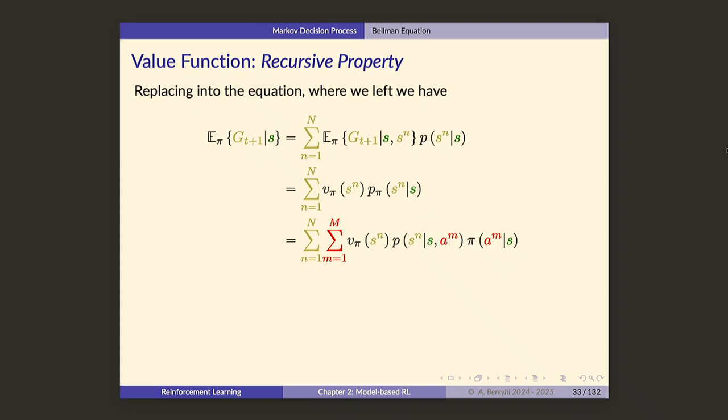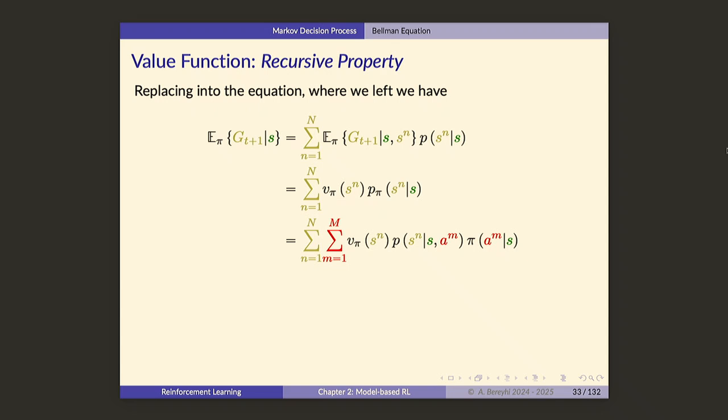The probability that s_{t+1} equals s_n, right? And then you're going to add it up over all possible cases. Everybody agrees? Everybody agrees on that? Okay.